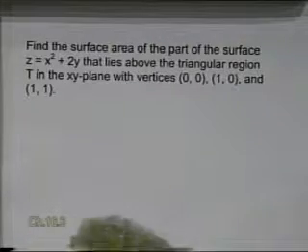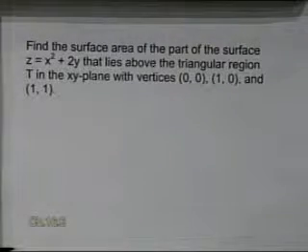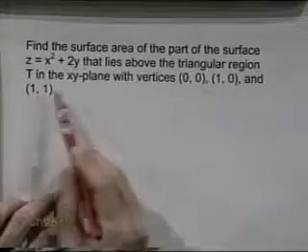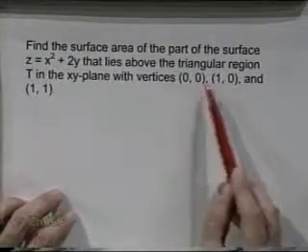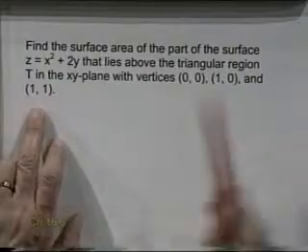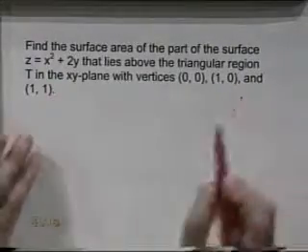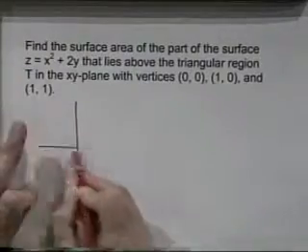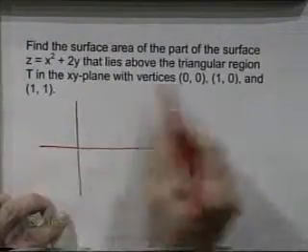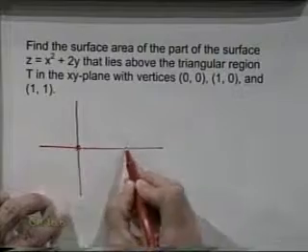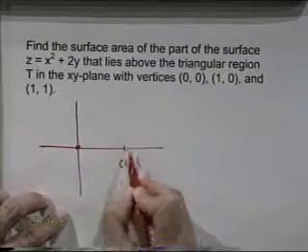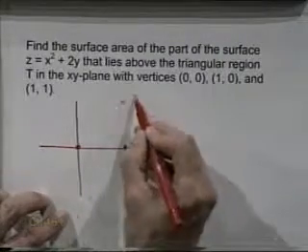First one, it says, find the surface area of the part of the surface z equals x squared plus 2y that lies above the triangular region T in the xy plane with vertices (0, 0), (1, 0), and (1, 1). You don't even have to picture what it's looking like. Instead, draw the shadow. The shadow's in the xy plane, a triangular region that has vertices (0, 0), (1, 0), and (1, 1).